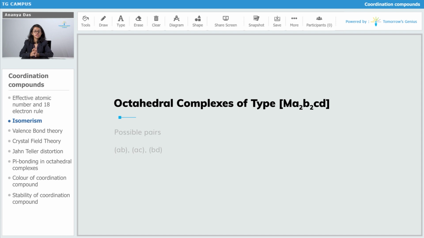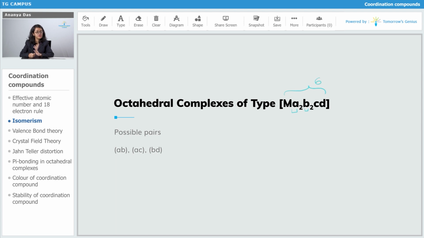Now let's do the calculation for the octahedral complexes of the type Ma2b2cd. So Ma2b2cd has 4 different types of ligands. One ligand is present twice, another ligand is present twice, and the other 2 ligands are present 1 time each, and the overall coordination number is still 6.